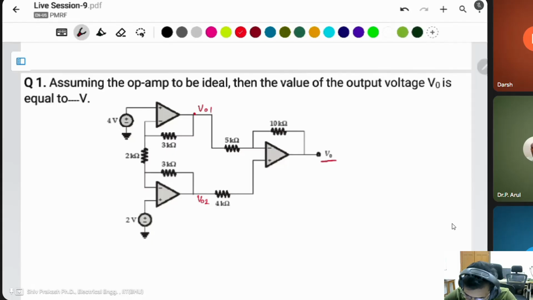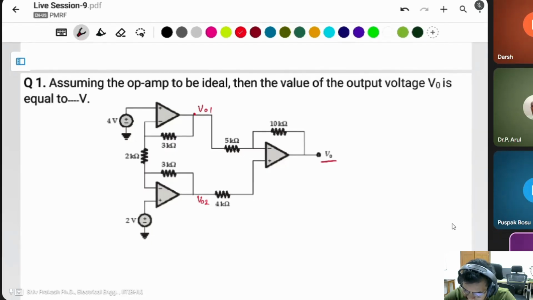The 4 volt applied on the positive terminal of the first op-amp, and 2 volt on the positive terminal of the second op-amp. An ideal op-amp has infinite impedance at the input side. That's why the input current will be 0. If this is 0, then this current is also 0. It means these two resistances are connected in series. In the second op-amp, this is also 0, this is also 0. Then these all are connected in series.